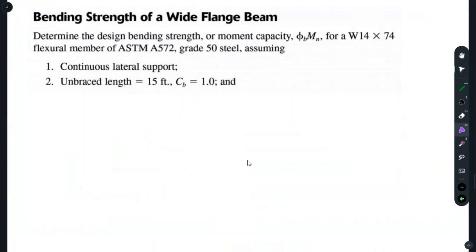In this math, we will find out the design bending moment for a W section, which is W14 by 74. And the steel grade is A992 steel. For the first criteria, you have a lateral support. So let's do the first problem.